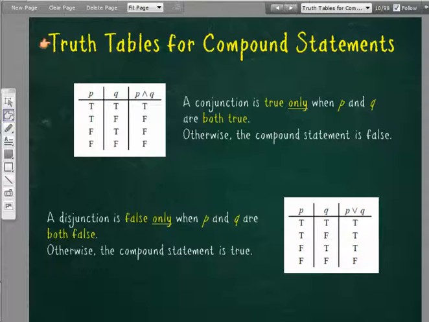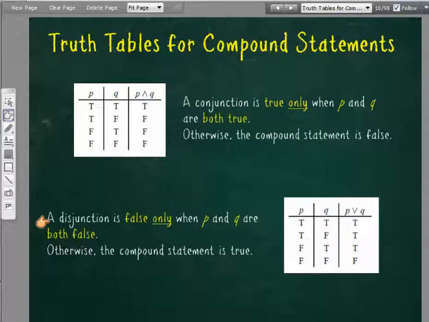All right, now let's look at truth tables for compound statements. A conjunction is true only when P and Q are both true. Check that out, okay? Because Scooby wears a, I forgot what he was wearing. He was wearing a scarf and a cap, I think. So he wasn't wearing one or the other. He was wearing them both. So if he's only wearing a scarf, then it's not going to be true, okay?